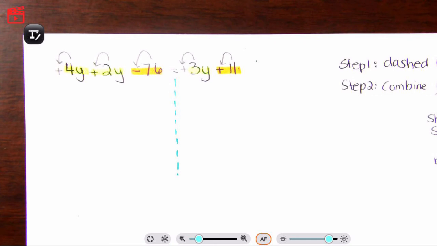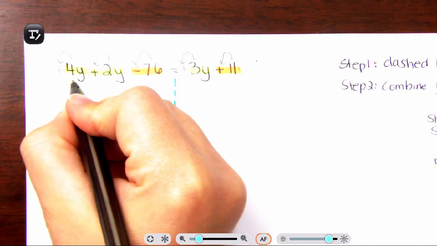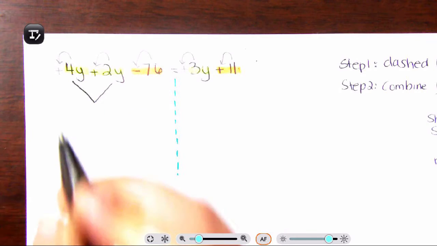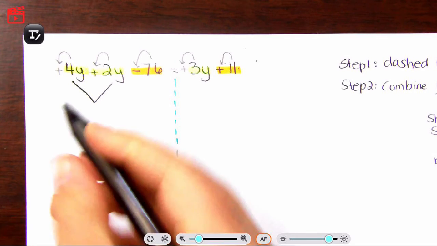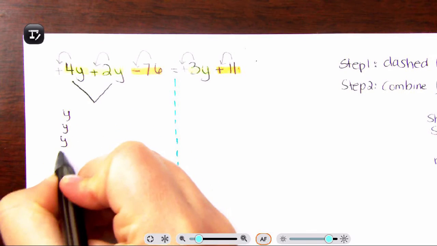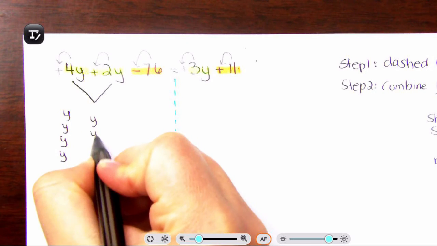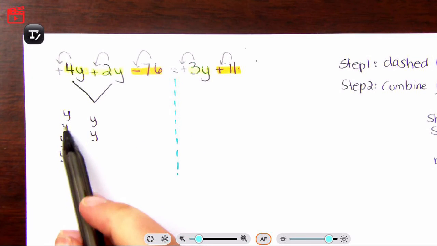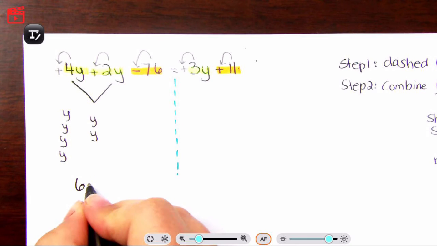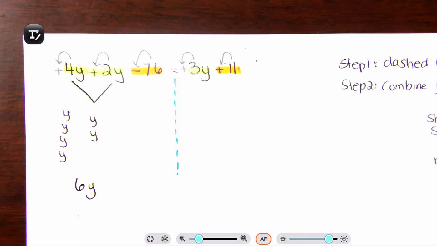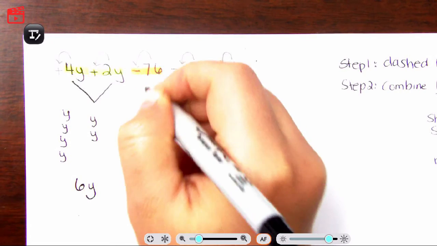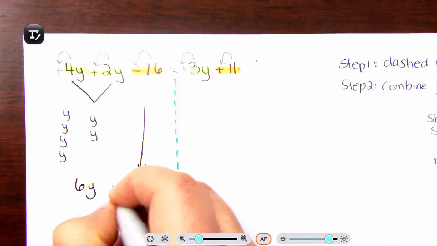Let's combine like terms. So this one says if I have 4 y's and I have 2 y's, how many y's do I have? Well, if I have 1, 2, 3, 4, and I have 2 more y's, how many y's do I have? 1, 2, 3, 4, 5, 6. I have 6 y's. Did I touch my negative 76? I did not. My negative and my 76 gets brought down.